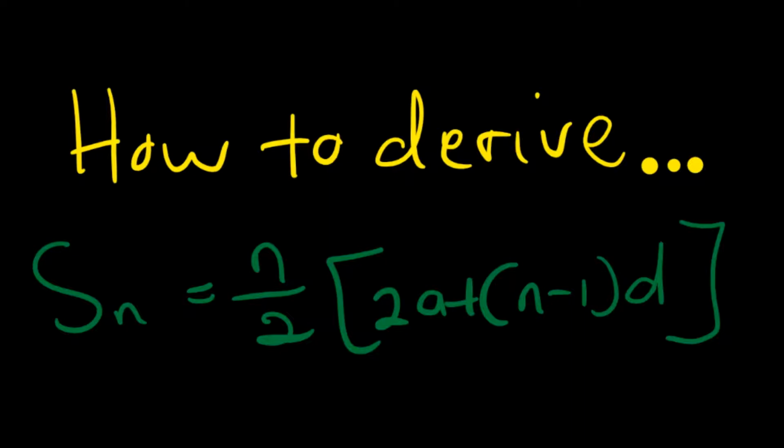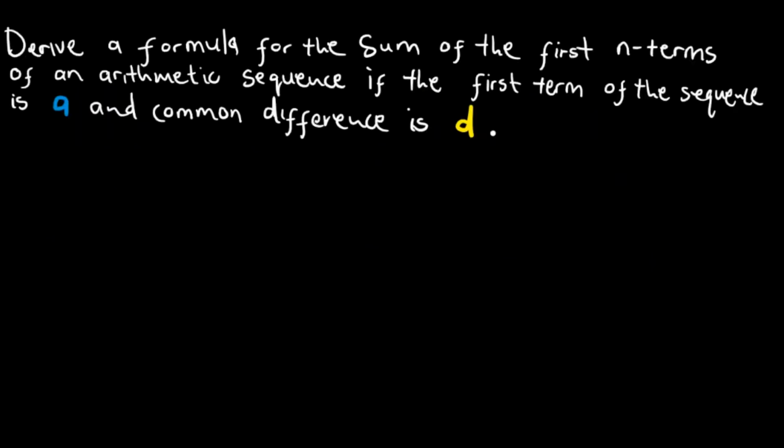Hi, today we're going to learn how to derive the sum of an arithmetic series. Derive a formula for the sum of the first n terms of an arithmetic sequence if the first term of the sequence is a and the common difference is d.